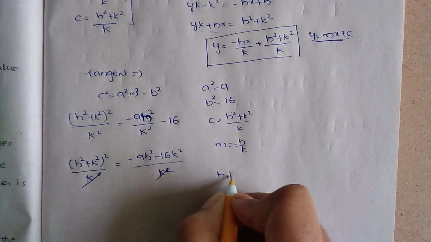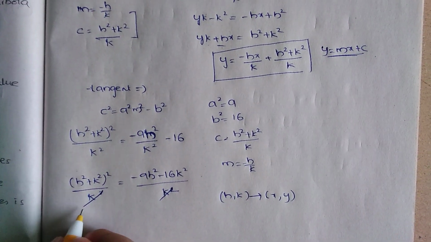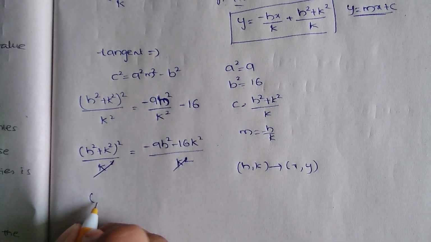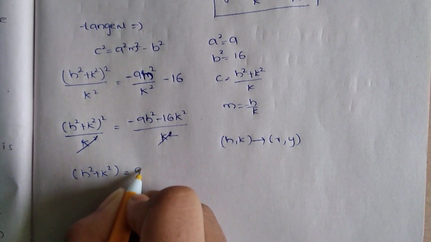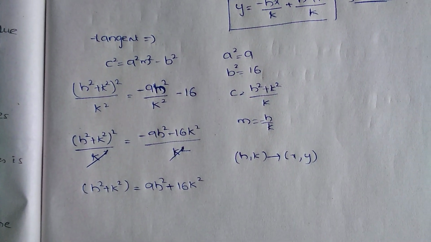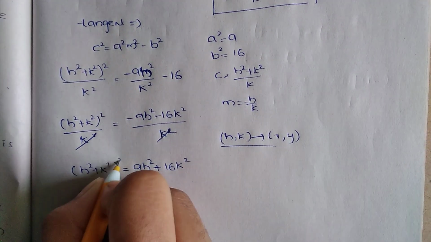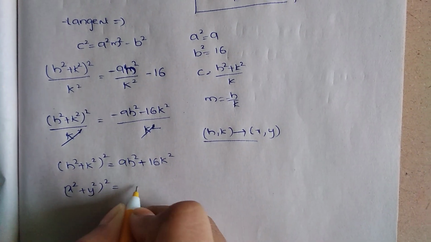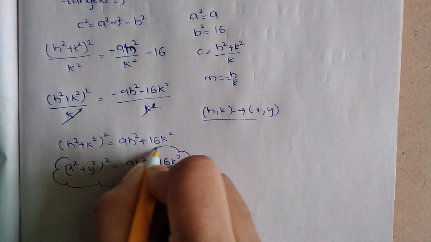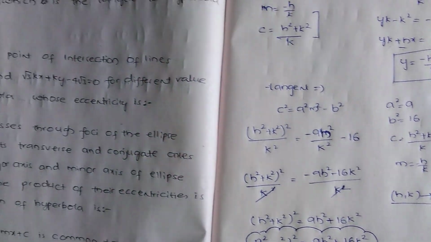Now see, what do you get? Now let's replace h comma k with x comma y. This is anyhow a square, so taking this minus common and sending it here, what do you get? h square plus k square is equal to 9h square, it doesn't make any difference, right? Agree? Yes. Now let's replace this. x square plus y square whole square is equal to 9x square plus 16y square. This is the required answer. Agree? Yes. So let's go to the second question.